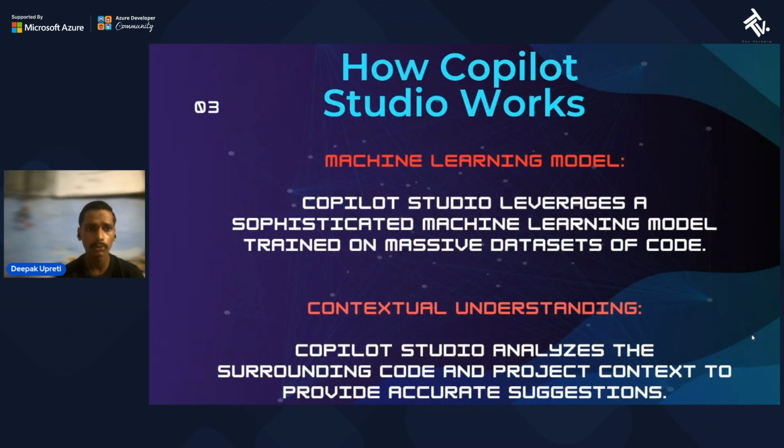Now, how Copilot Studio works. Now that we have a basic understanding of what Copilot Studio is, let's look at how it works. At the heart of Copilot Studio is a sophisticated machine learning model trained on massive datasets of code. This training allows it to understand various coding languages, patterns, and best practices. This model does not generate random code snippets; it analyzes the surrounding code and project context to provide accurate and relevant suggestions. This contextual understanding is what sets Copilot Studio apart from other coding assistants. It can recognize the structure of your code, understand the dependencies, and offer suggestions that are coherent and contextually appropriate.